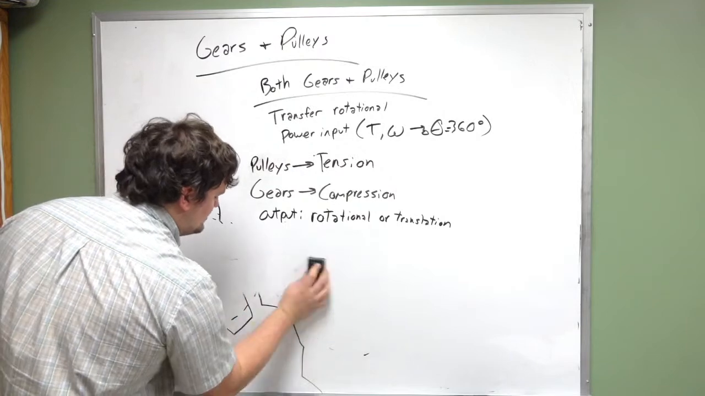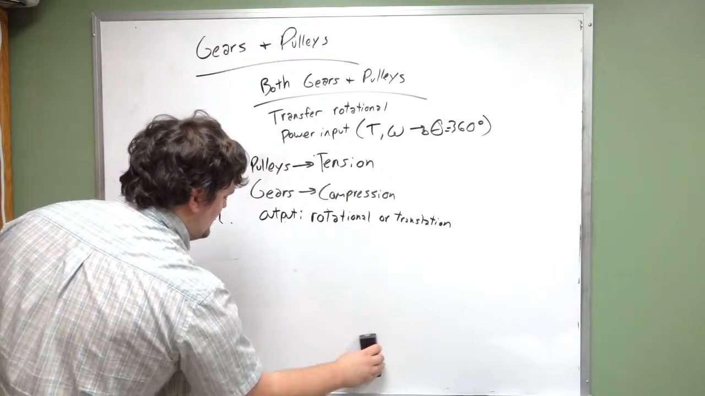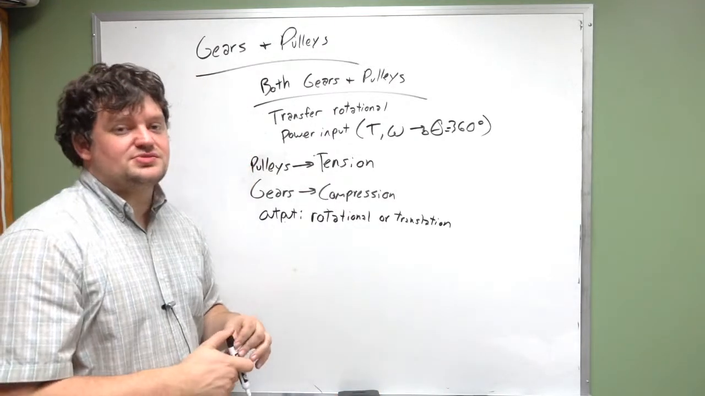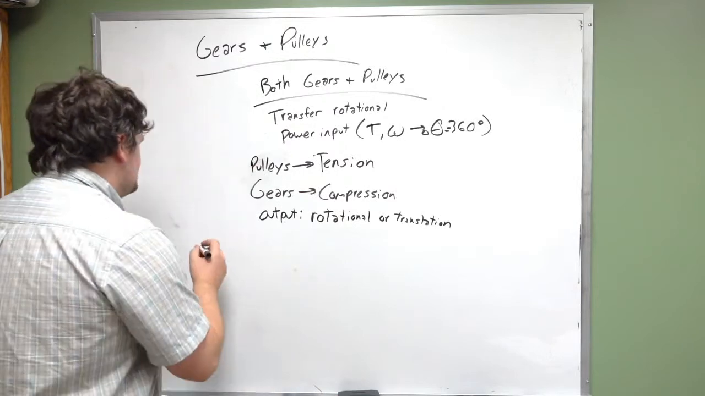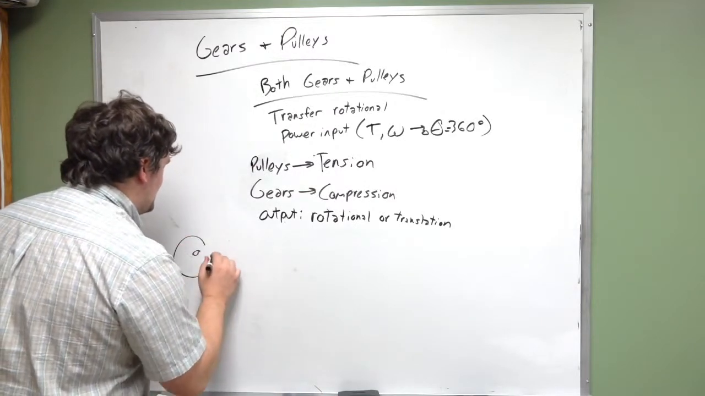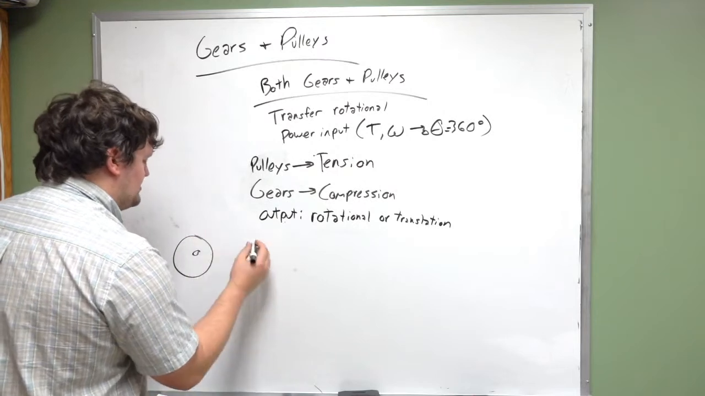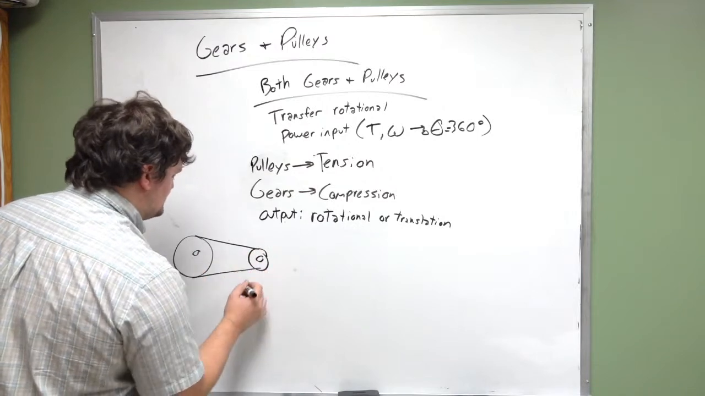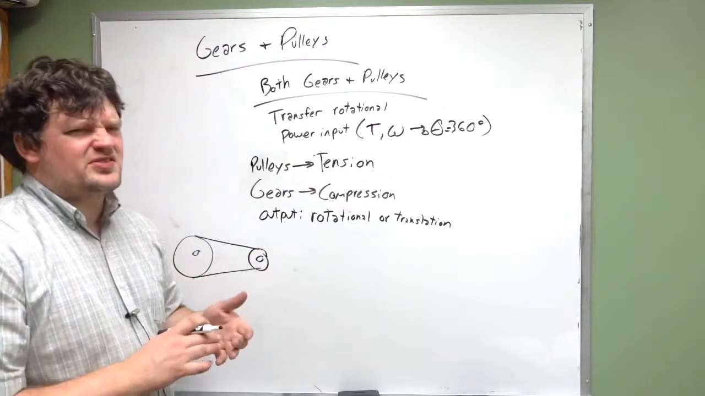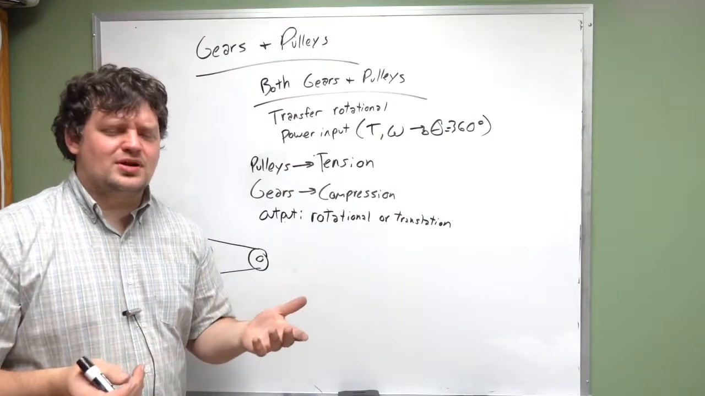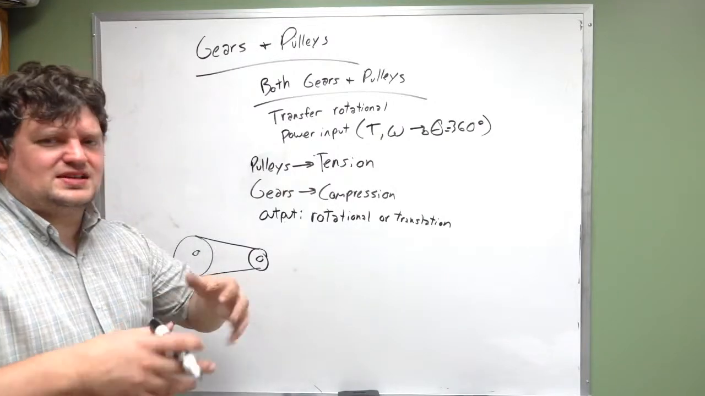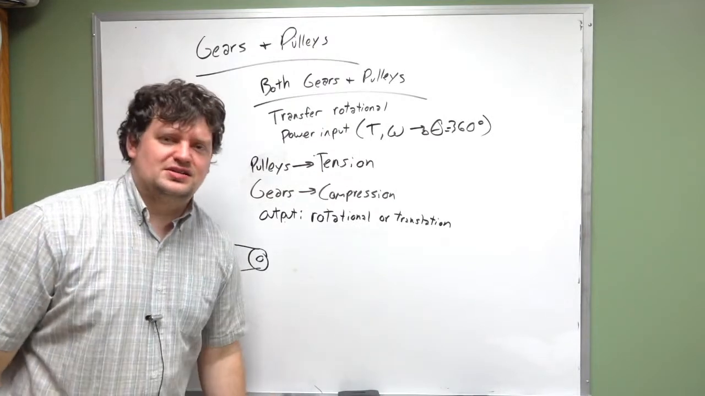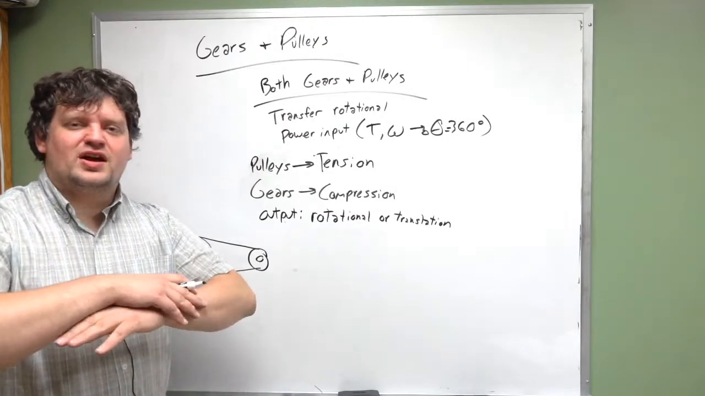For pulleys, the way that power is transferred actually requires an intermediate step. Gears mesh with each other directly. Pulleys mesh with each other by having either a chain or a belt to work between them. So here's a pulley system. There's a number of different kinds of belts. You have just your plain rubber belts, which spin, and it requires the friction between the belt and the pulley to be able to provide that force.